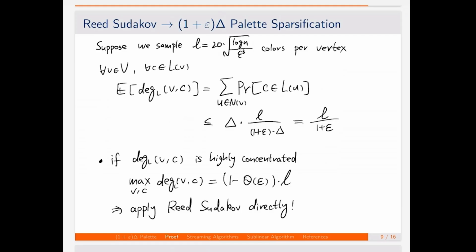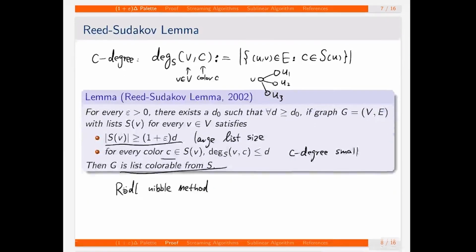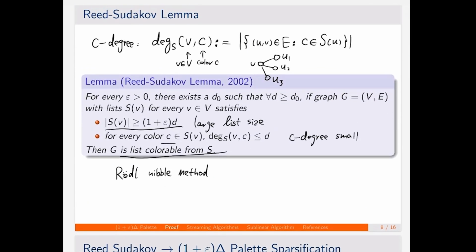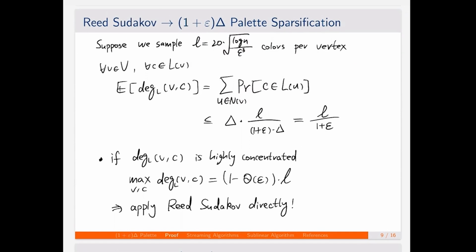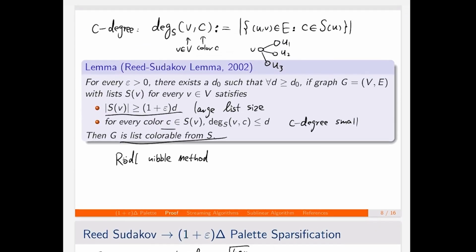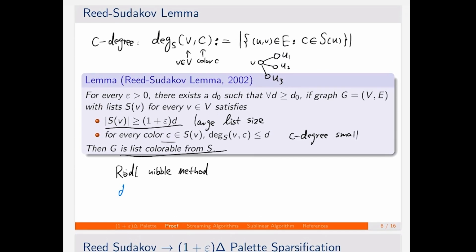Why is this the case? Well, let's look back at the Reed-Sudakov lemma. Suppose we have this condition here. Then we can set this D to be the maximum C degree.